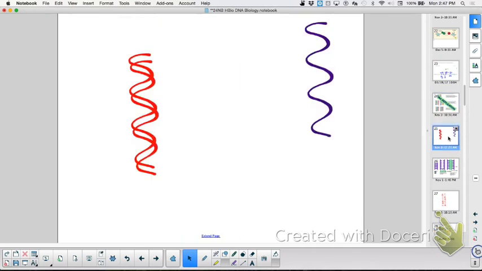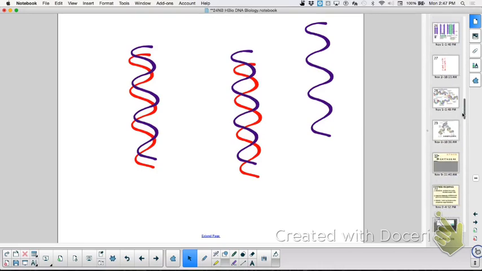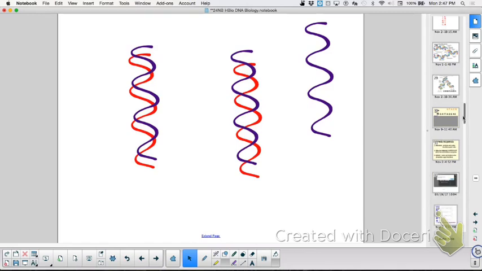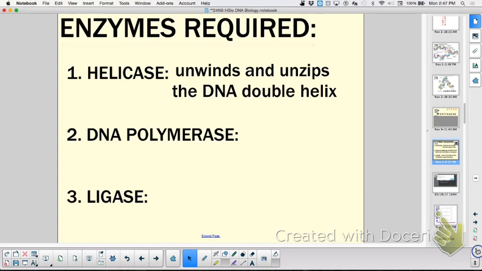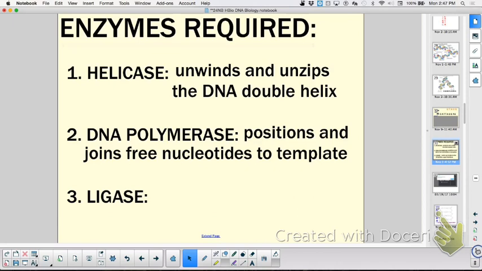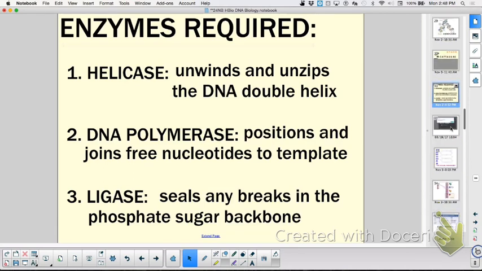And here we talked about how it serves as a template, and these would be your sister chromatids, and we know how to do matching bases. Let's review the enzymes that are required. Okay, do you know what helicase is for? Perfect. What about DNA polymerase? Yeah, bringing in those free nucleotides. And what's ligase? It seals the phosphate sugar backbone. All right. And let's do some questions.